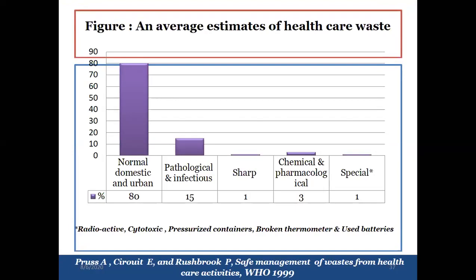So you can see the different composition of waste. These are average healthcare waste estimates. You can see normal domestic and urban waste 80%, pathological waste 15%, infectious waste 1%, chemical and pharmacological waste 3%, and special waste 1%, which covers radioactive waste, cytotoxic waste, pressurized containers, broken thermometers, and used batteries. This is the general composition of healthcare waste.